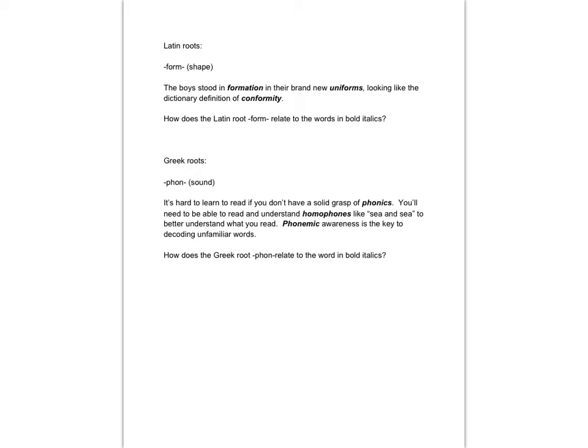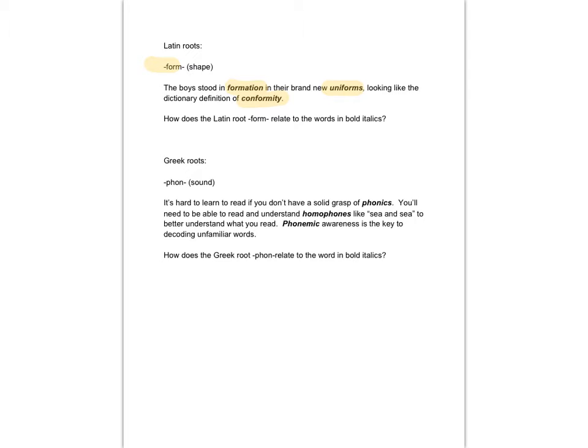So here are some examples of words that share the same common root. In the first example, we're going to be looking at the Latin root form, which means shape. And it may seem a little strange, but when we talk about each of the words that you'll see in bold italics, hopefully that will clear things up. So the following sentence has 3 words that contain the Latin root form. The boys stood in formation in their brand new uniforms, looking like the dictionary definition of conformity. So the big question is, how does the Latin root form relate to the words in bold italics?